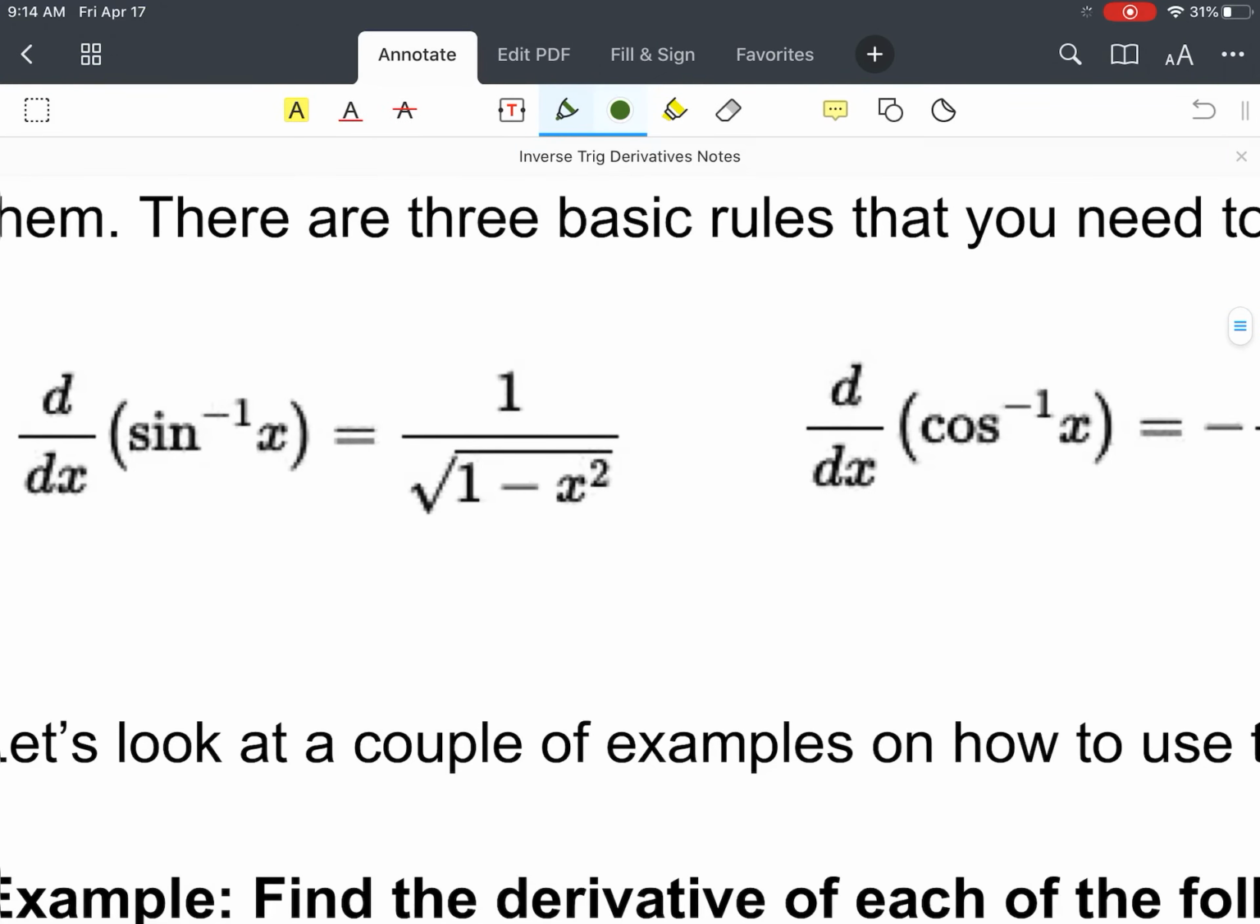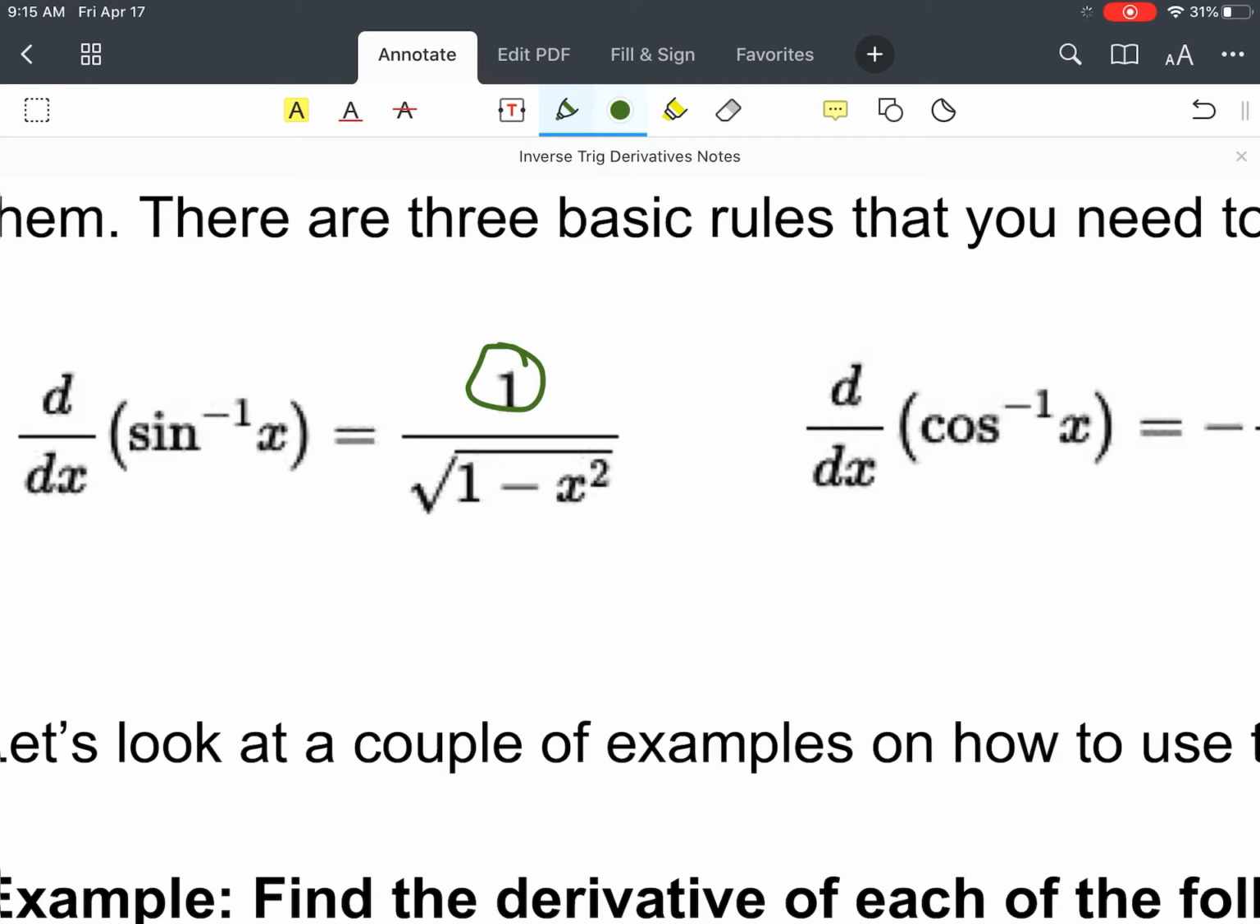So if I wanted to take the derivative of arc sine, this is the structure that it takes. Notice there's not a trig word in there anywhere at all, okay? The derivative of arc sine is 1 over the square root of 1 minus x squared.